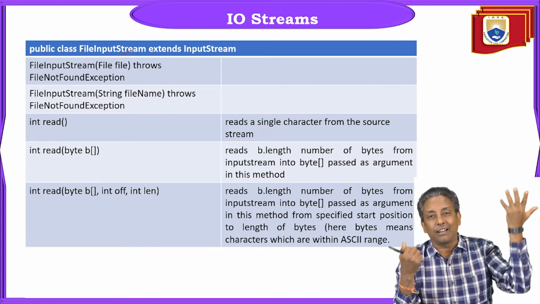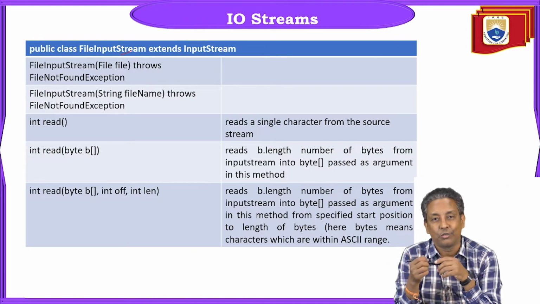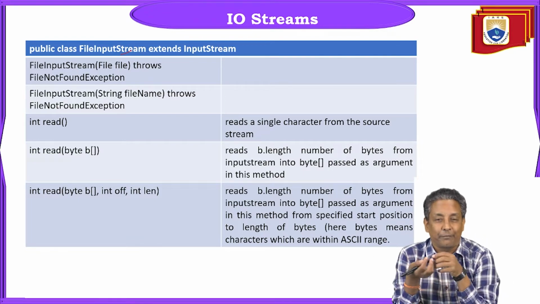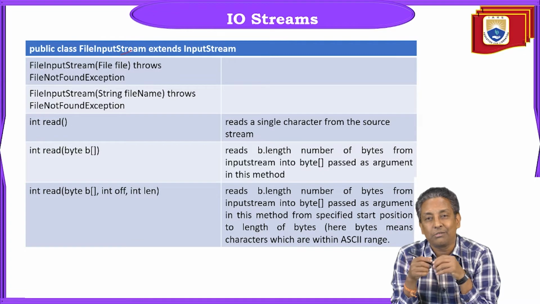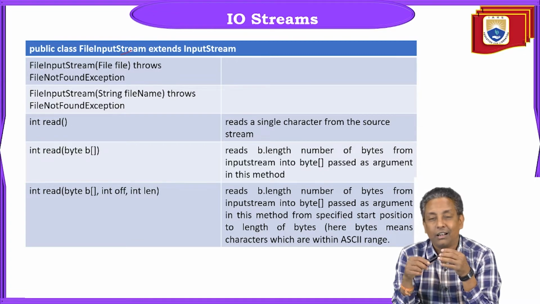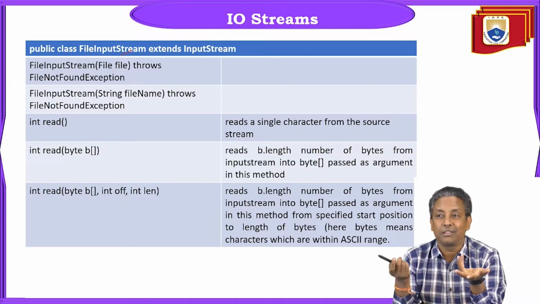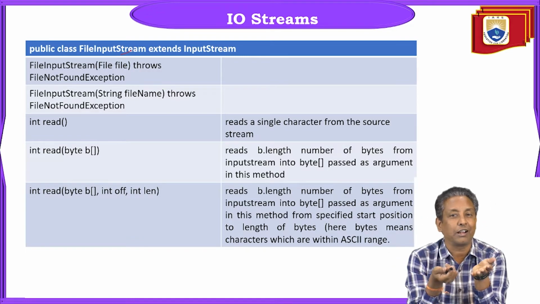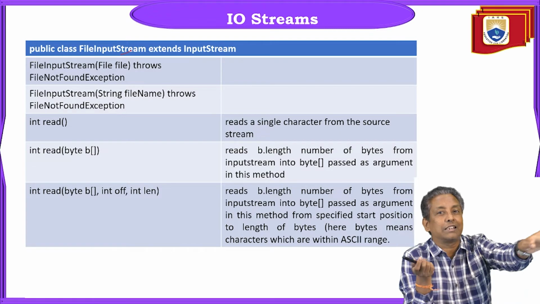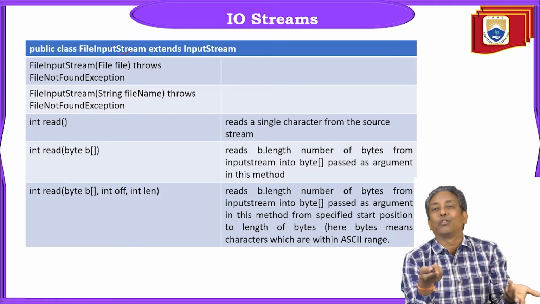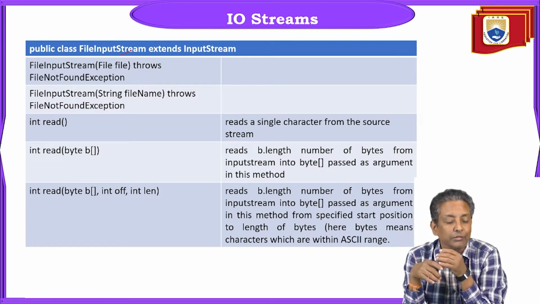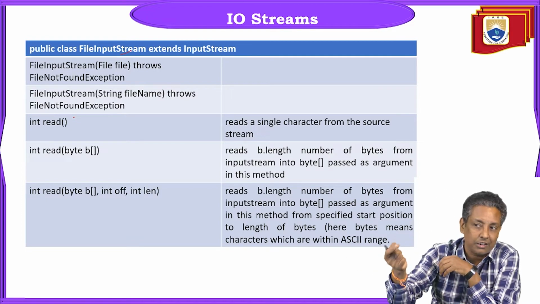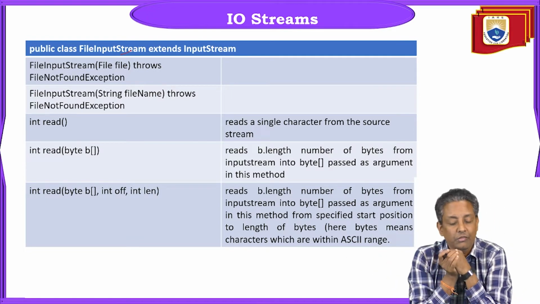It doesn't mean that it reads as bytes. The character's ASCII range value itself is 1 byte of memory. That is why they say input streams read a stream of bytes. A reader reads a stream of characters. Both input streams and readers read streams of characters only. But one will read within the ASCII range, and one will read up to the Unicode range. So here the read method reads one character, and its ASCII value will be returned as an int.